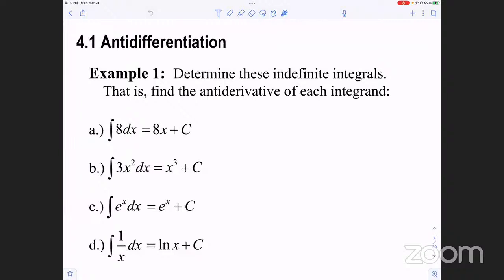Here are some indefinite integrals, that is, find the antiderivative of each integrand. The answers are already there. I didn't even realize.